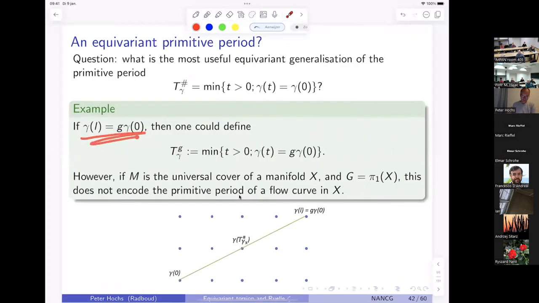In the case where you look at these kinds of curves, you could do the thing which turns out not to work. You could, for example, take the smallest time where you don't end up back where you started, but you end up at G where you started. What I'm about to say is not really an argument why this doesn't work. But in the case where you take a flow on a compact manifold and you have to take the universal cover, for example, in this picture, let's take something on the torus, lift to the plane, then these blue dots are just z squared. If you take this green curve on the torus, on the torus it wraps around itself 2 times, but the primitive period here is just this period here.